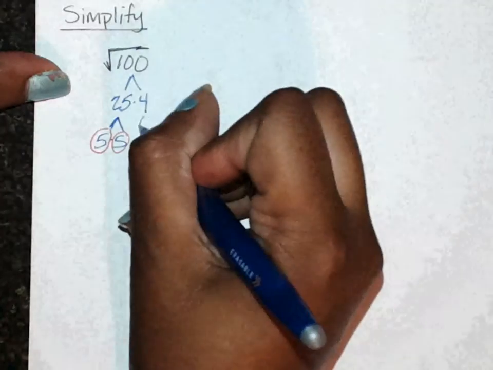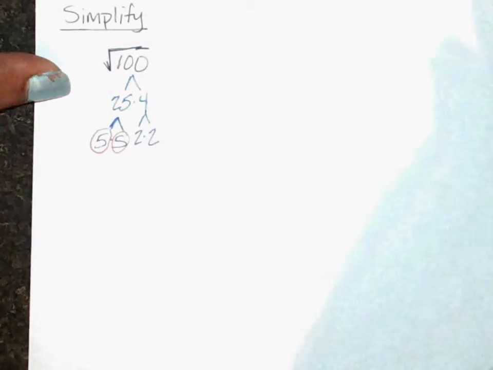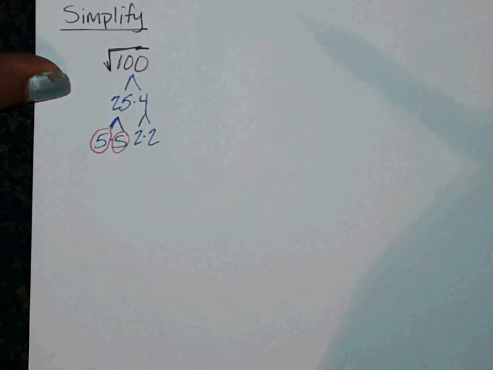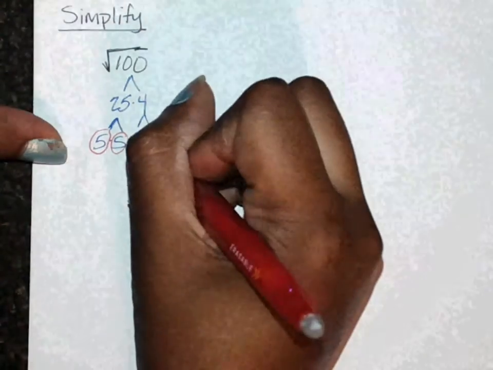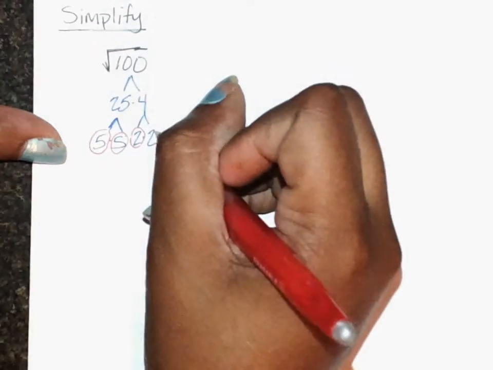4 can be broken down. 4 is not prime. 4 can be broken down to 2 times 2. Can 2 be broken down anymore? Nope. It's just 2 times 1. And this is also prime.